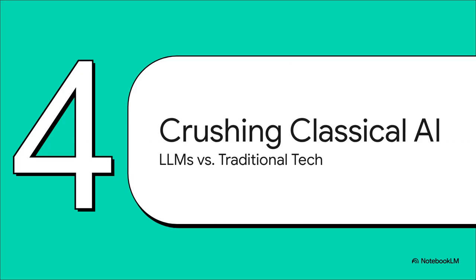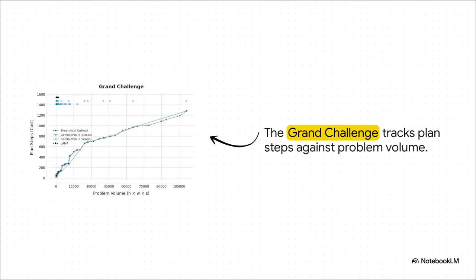On to Section 5, Crushing Classical AI Planners. So what happens when we scale this up into a massive, grand challenge? Imagine increasing the height of the towers, the number of towers, and the number of goals all at the exact same time. Well, older classical AI planners completely collapse. They hit a computational brick wall almost immediately because the search space just explodes exponentially. But reasoning-enhanced LLMs, they handle that massive combinatorial complexity without breaking a sweat, tracking perfectly along the theoretical optimal path.